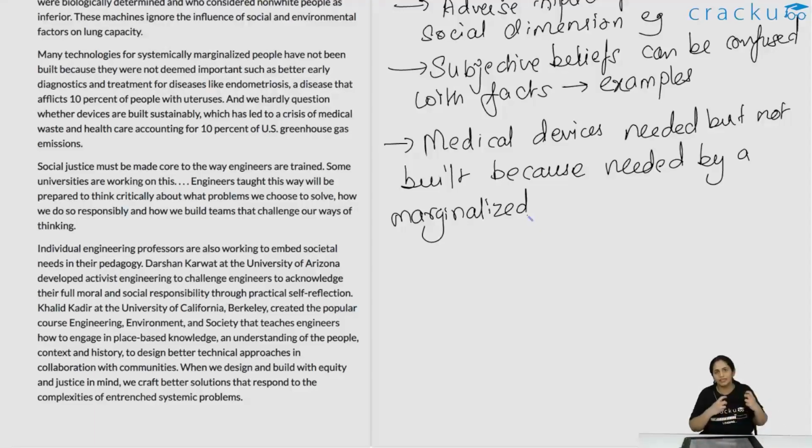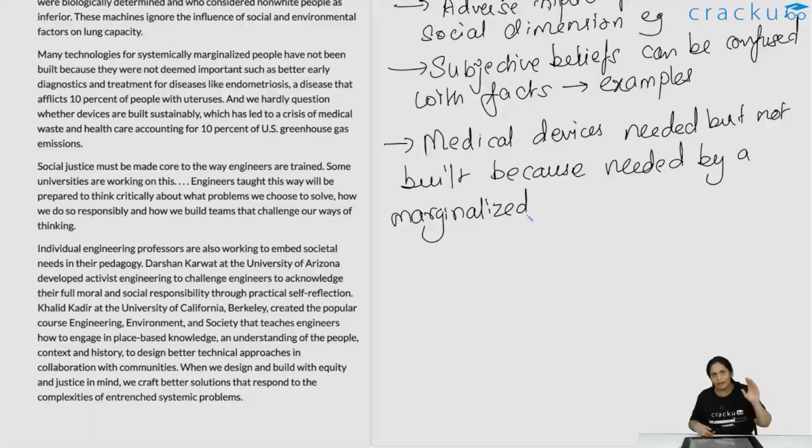So even though this medical device is extremely important, it would improve the lives of many women, because the needs of women were not considered important, those medical devices were never made. So again, the author is mentioning how a social factor influenced how engineering actually did things. So the author is essentially debunking this whole idea that engineering is objective, etc.